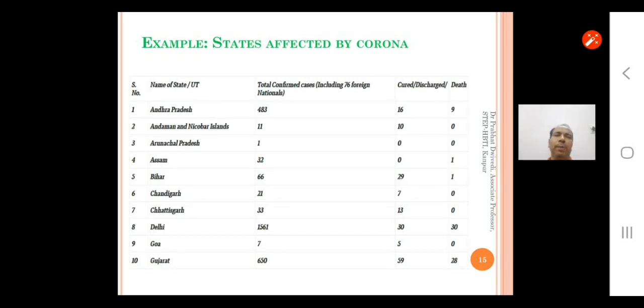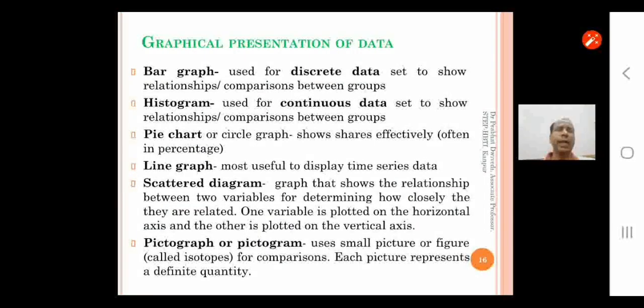This is very simple. We can understand by the first row. Andhra Pradesh has 683 confirmed corona cases, and cured are 16, deaths are 9, the rest are active corona cases. This is very simple to understand. Data organized in the tabular form. Now the graphical presentation of data. There are several ways to present the data in graphics.